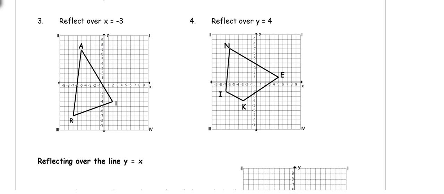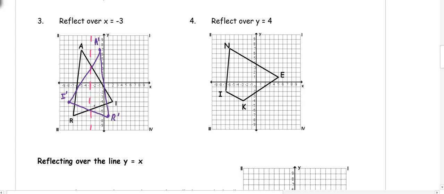Number 3: reflect over the x equals -3 line. Again, x equals -3 is a vertical line. I'm going to look at each point and go to the opposite side of the line. A is 2 away from the line, so I go 2 the other direction. I is 5 away from the line, so I go 5 the other direction. And R is 1, 2, 3, 4 away, so I go 4 the other direction. Once I have my 3 points, I'm going to connect them.